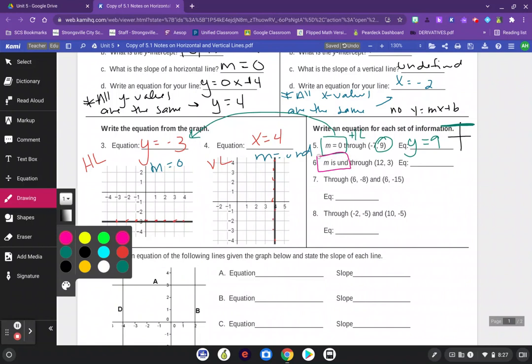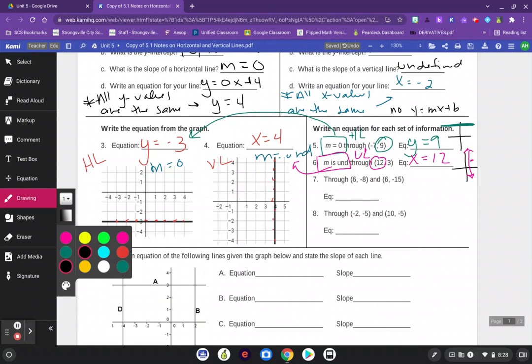M is undefined. So if my slope is undefined, that means that I have a vertical line. And again, if I were to graph this through the point 12, 3, a vertical line, it's a terrible graph, through the point 12, 3, that means that all my x values are the same if I have a vertical line. And so all my x values would be 12. So I just like to make little notes to myself so that I know how I'm writing my equation. If it's a horizontal line, I've got y equals. If it's a vertical line, I have x equals, and then whatever that x or that y coordinate is.